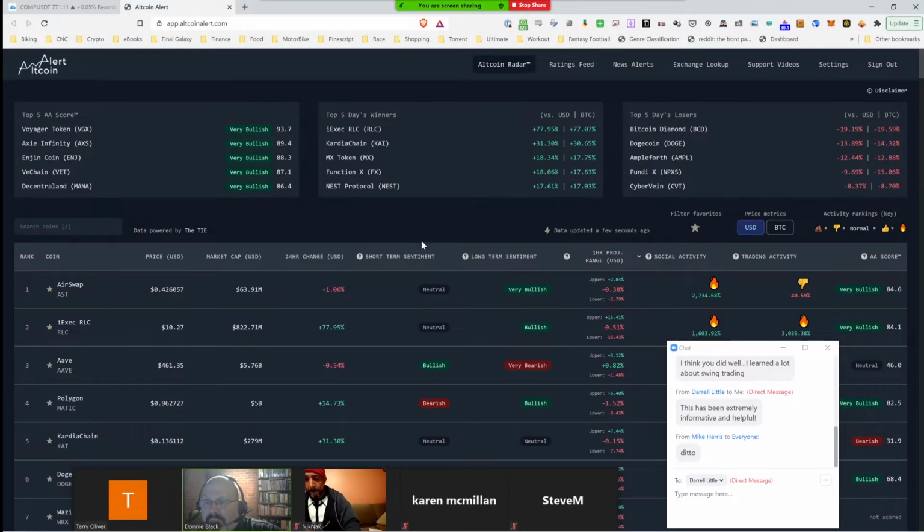Short-term sentiment is their analysis of sentiment, looking at Twitter data, whether people are bullish and how bullish they are on it.